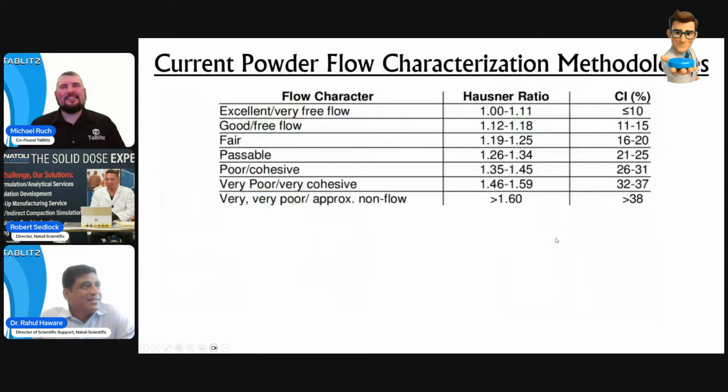So these are the current powder flow characterization methodologies where we have the Hausner ratio and compressibility index, which are technically based on basic powder micromeritics like bulk density and tap density. It is a ratio of tap to bulk density. As you can see here, the scale goes from 1 to 1.60. When it is a 1, it means the powder has perfect or excellent flow, where bulk density is equal to tap density, not reducing in volume when you go through the tap density apparatus we showed in the last episode. Absolutely. So are these methodologies very distinctive?